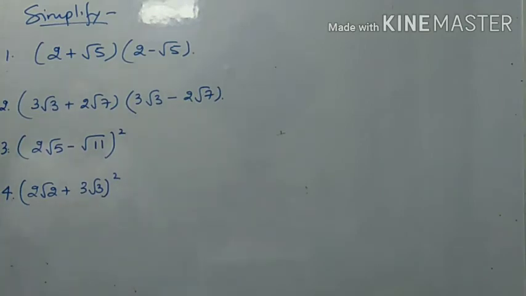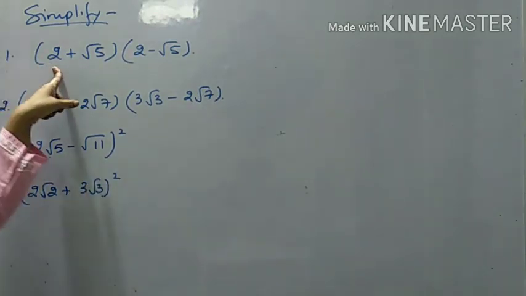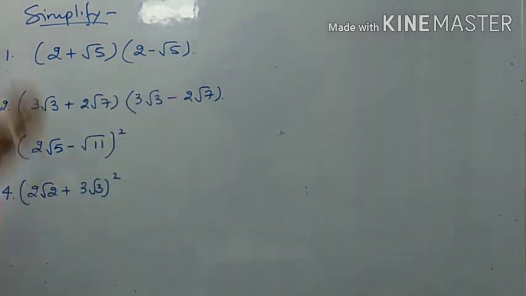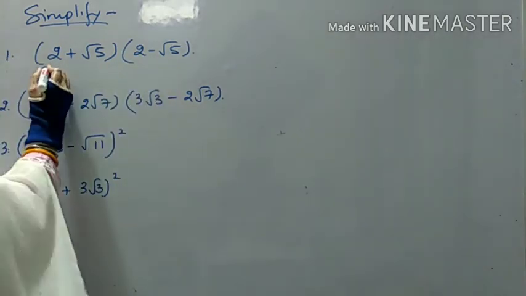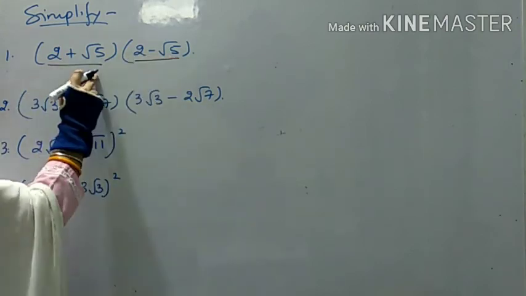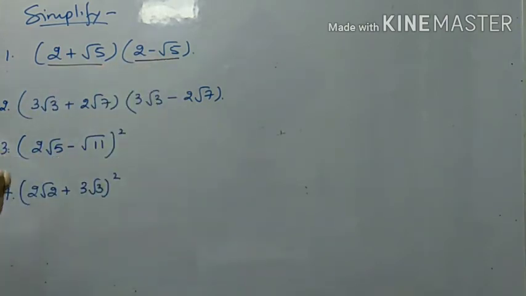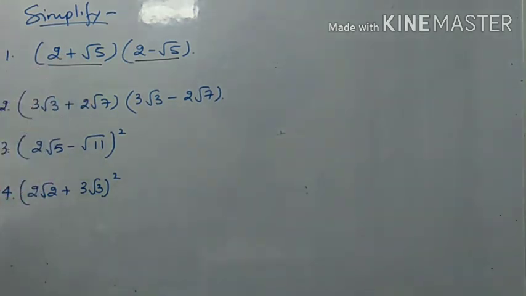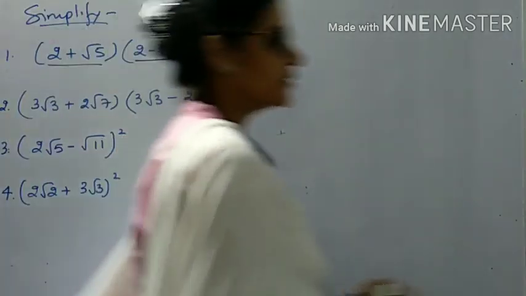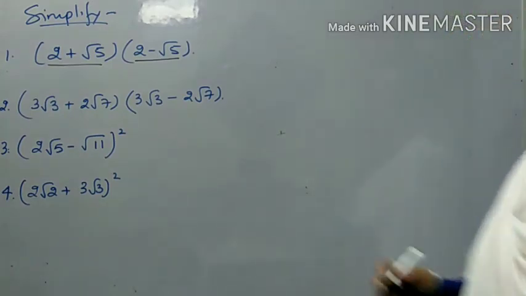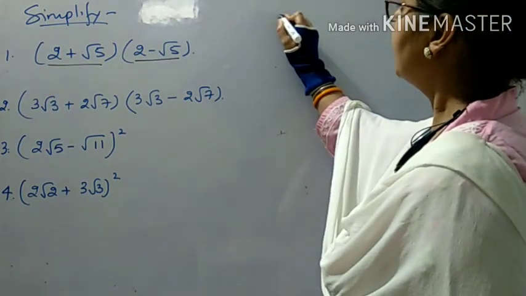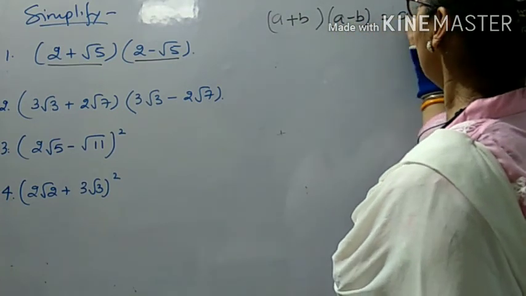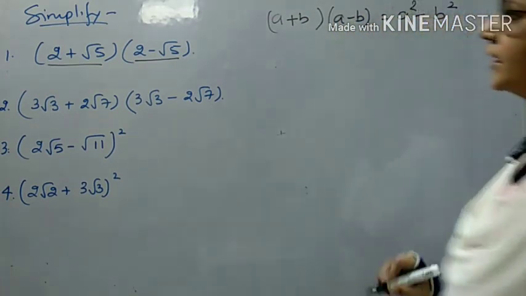Now let us solve some more problems of the simplification. Here the problem is 2 plus root 5 into 2 minus root 5. So this is in the form a plus b into a minus b. So we can solve this by using the algebraic identity. What is the algebraic identity we are using here? A plus b into a minus b. Now we know that a plus b into a minus b is a square minus b square.